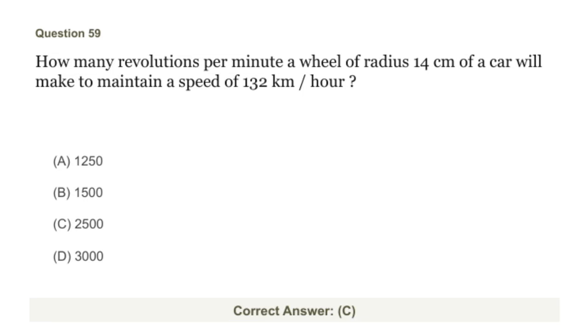All right, let's break down how we find the number of revolutions per minute a wheel makes when a car is traveling at a certain speed. The slide shows the correct answer as option C, which is 2,500 revolutions per minute.